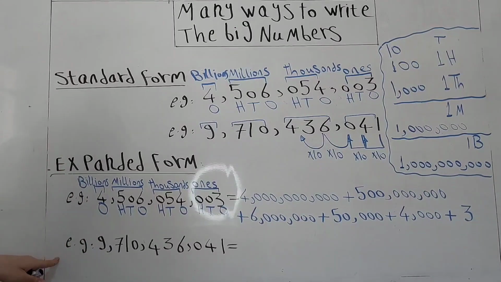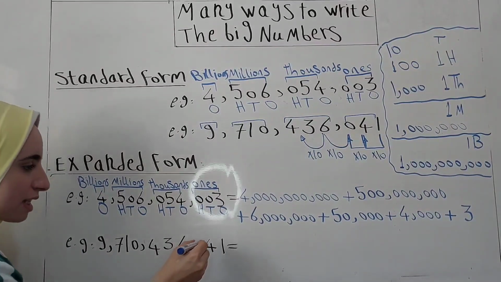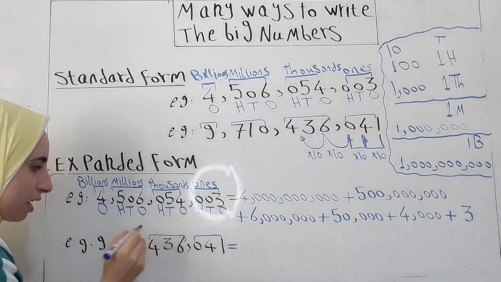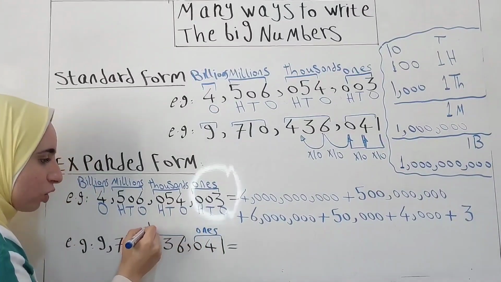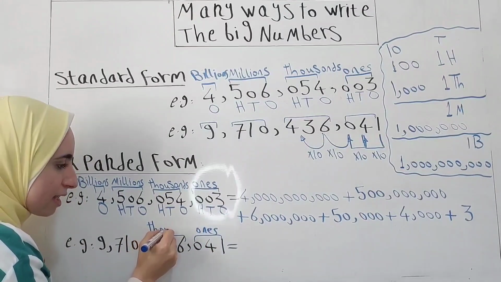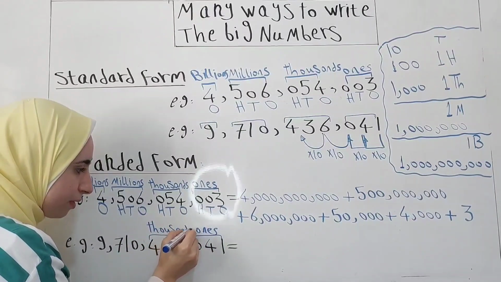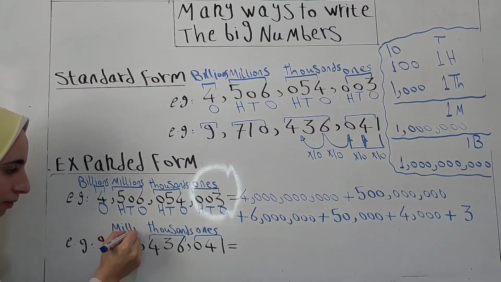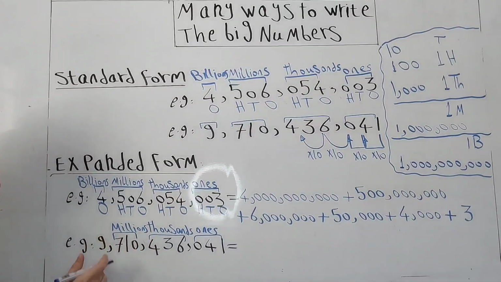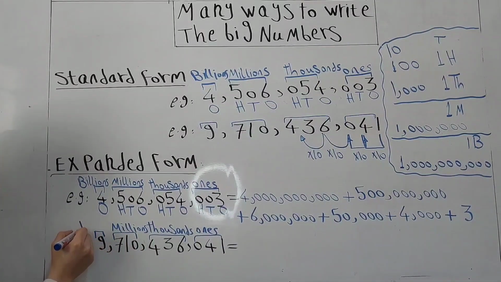Now let's take another example. We need to write the big number from standard form to expanded form. We write the name of each family above. The first family is called ones, the second is called thousands, the third family is called millions, and the fourth is called billions, or milliard.